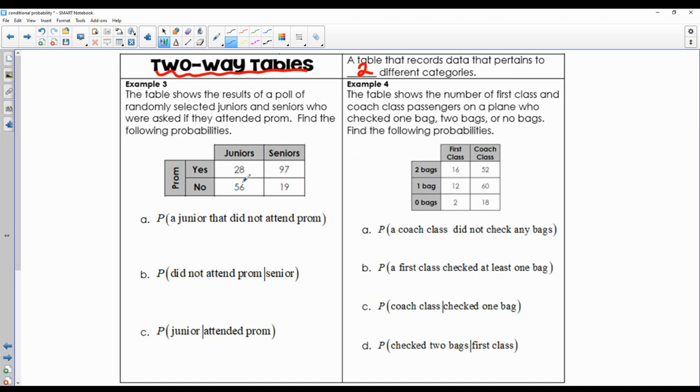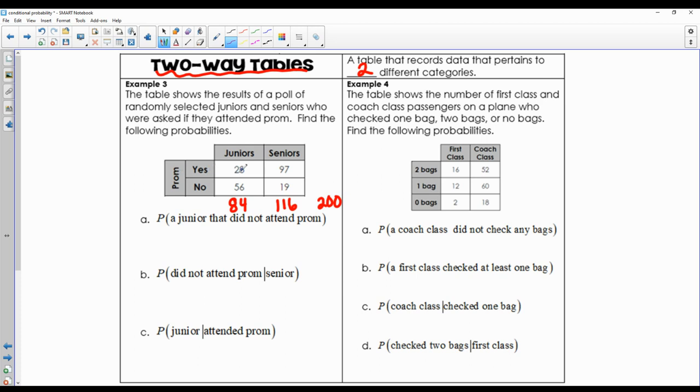So if I add my juniors together, I've got 28 plus 56. There's 84 juniors that they talked to. And seniors, there's 97 plus 19, so there's 116 seniors. So total number of people, we can even add those together. Total number of people that they polled for this table was 200.